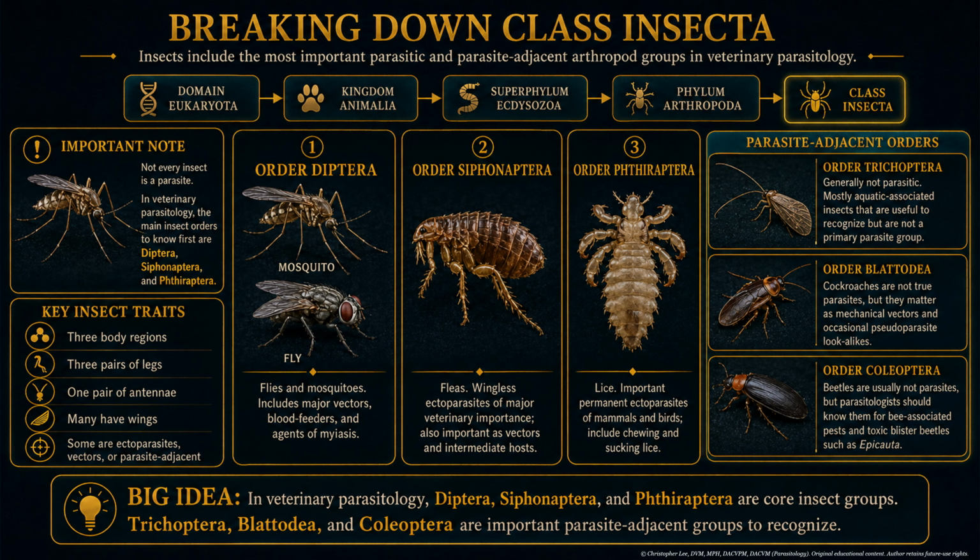Then we have the parasite-adjacent insects. That includes Trichoptera, Blattodea, and Coleoptera. These may not be classic parasites, but veterinarians still need to recognize them because they can be vectors, contaminants, intermediate hosts, toxin concerns, or lookalikes.